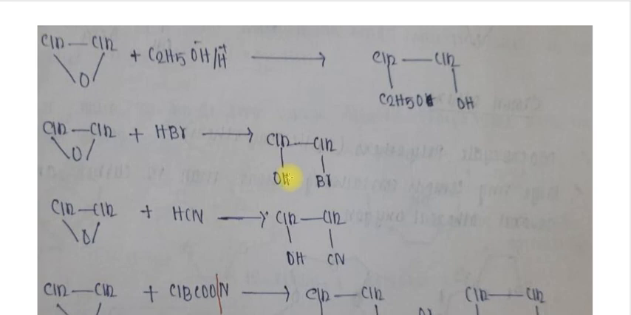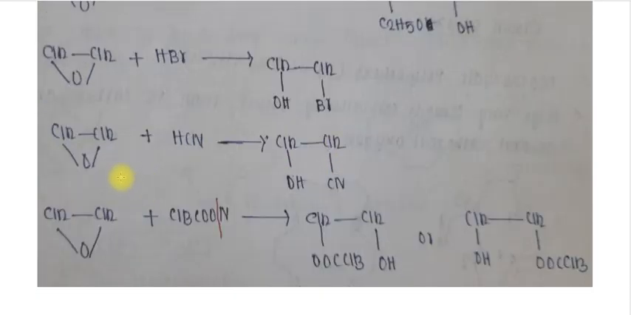Again, an epoxide when treated with HBr, the product will be CH2OH CH2Br. And the other is CH2CH2O plus HCN, giving CH2OH and CH2CN. Again, if an epoxide is treated with CH3COOH, what will be the product? The product will be CH2OOCCH3 CH2OH.